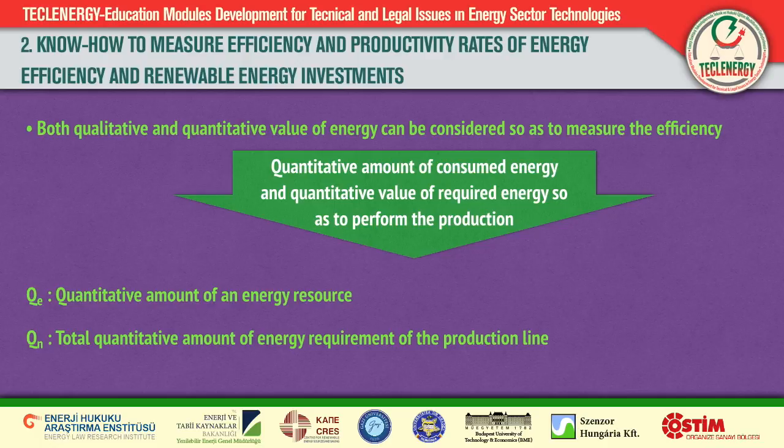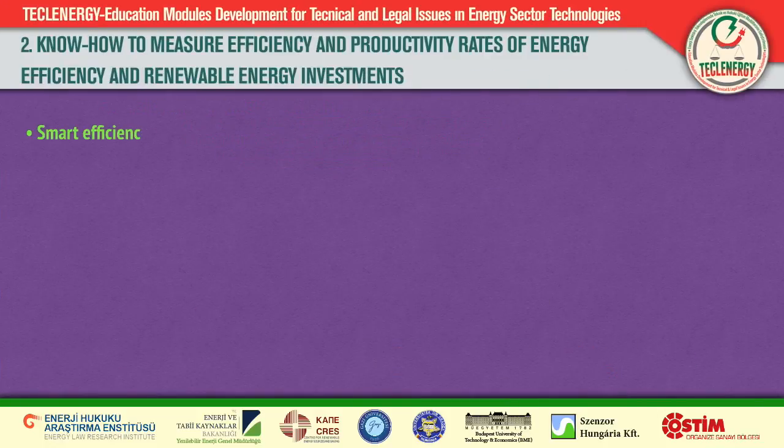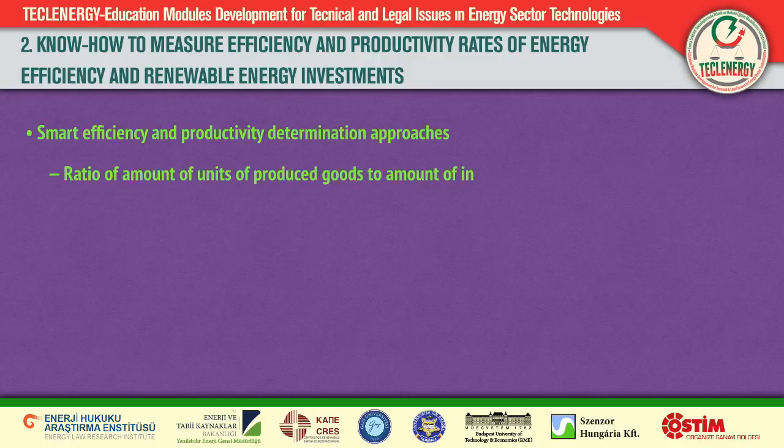However, in order to make a complete analysis, qualitative and quantitative values of energy consumption must be considered together. In order to create a ratio formula aiming to compare consumed energy and required energy both in terms of quality and quantity, there must be a formula. Smart efficiency and productivity determination approaches. Ratio of the amount of units of produced goods to the amount of inputs per unit of consumed energy per unit of production time.